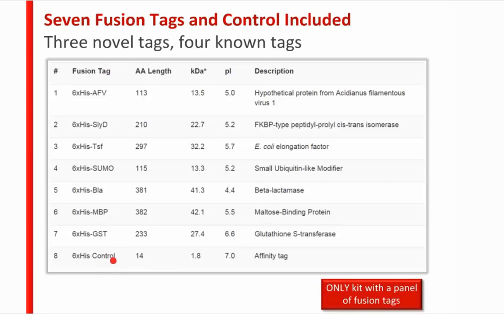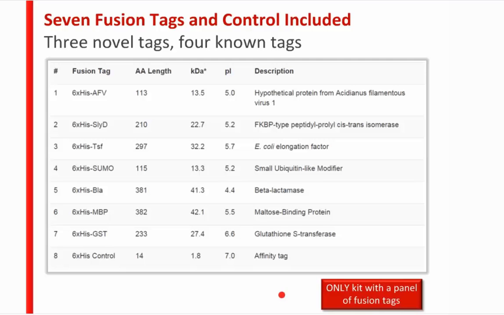This is your baseline. So these tags weren't actually chosen at random, but in a very selective process based on a lot of experimental evidence, and I'll show you some of that today. But if you are experiencing any of those expression challenges we talked about earlier, this really is the only kit that offers you a panel of fusion tags to choose from.